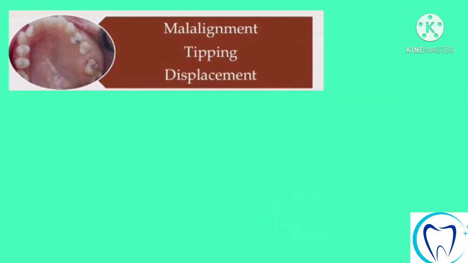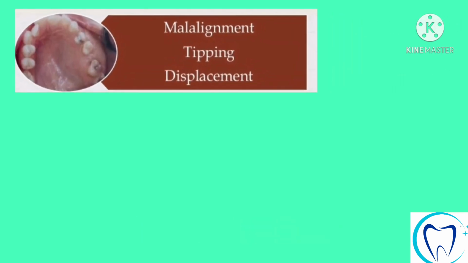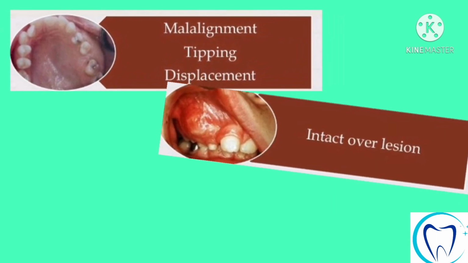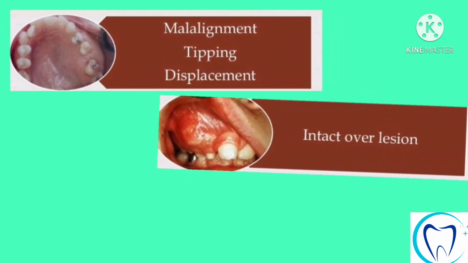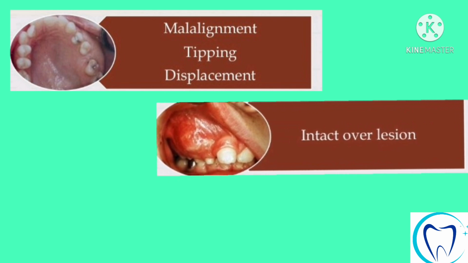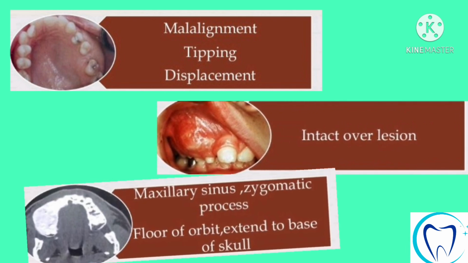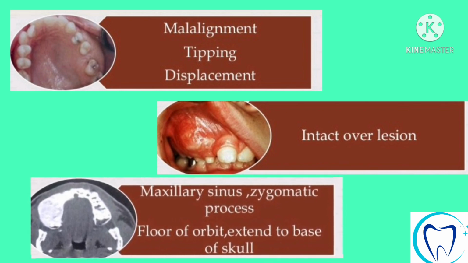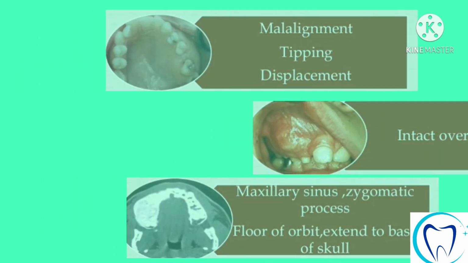The clinical presentation: the teeth may be drifted, rotated, or malaligned. The displacement of teeth is commonly observed. There is unilateral localized swelling of the jaw, which is slow enlarging and painless. The maxillary lesions extend into the zygomatic process, floor of the orbit, or can extend to the base of skull.